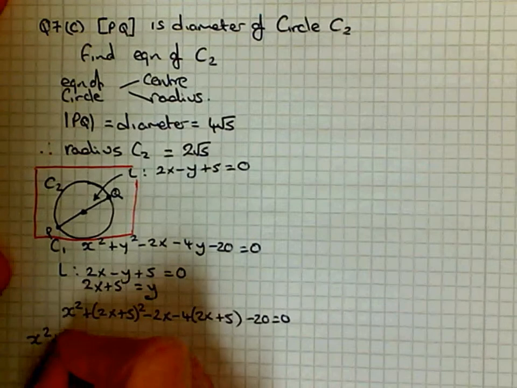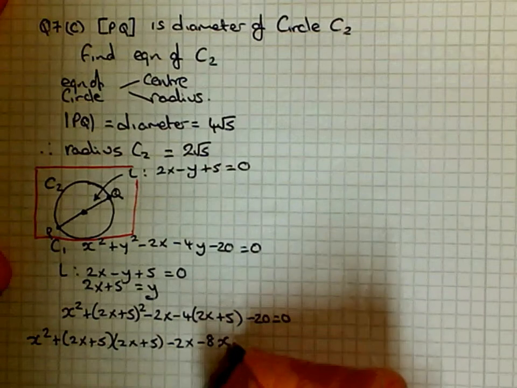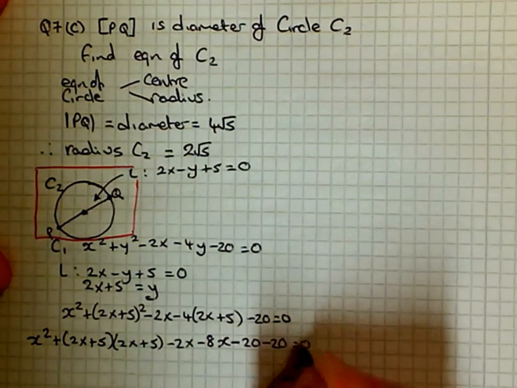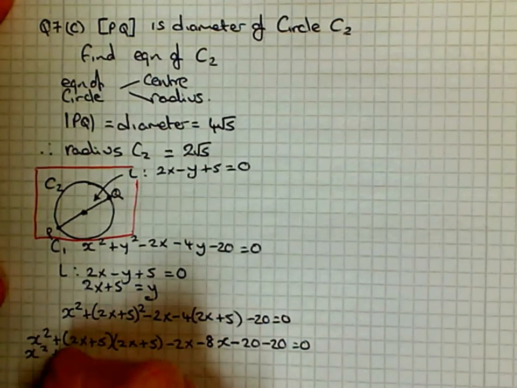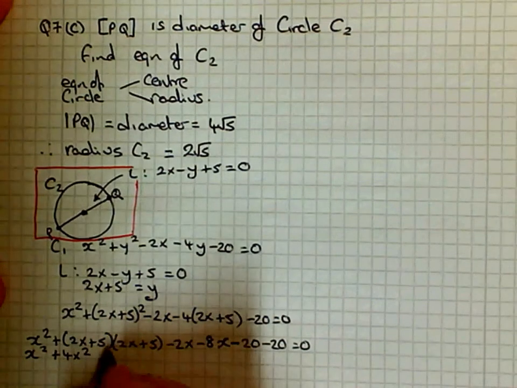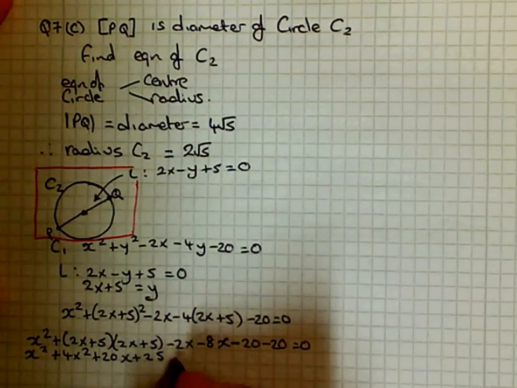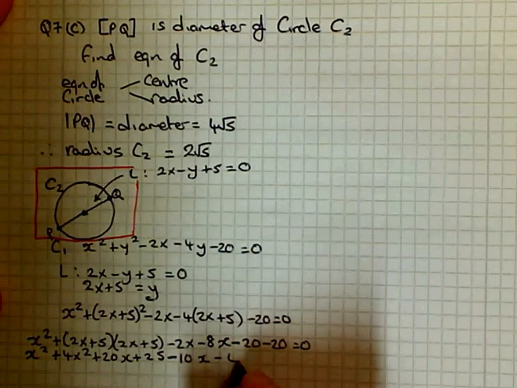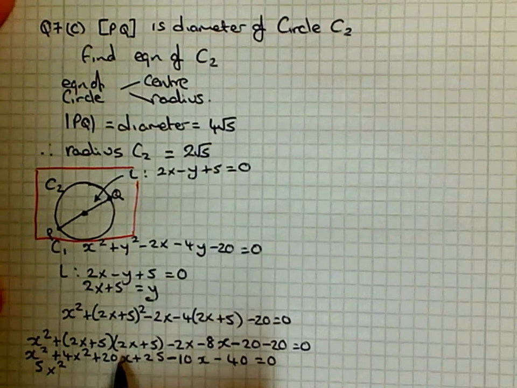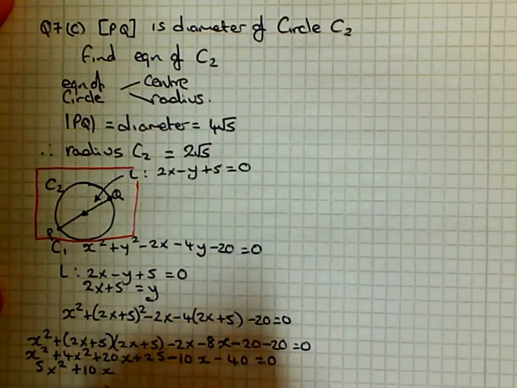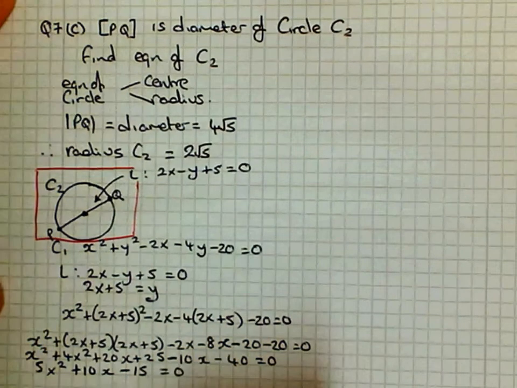So x squared plus (2x plus 5) by (2x plus 5) minus 2x minus 8x minus 20 is equal to 0. So it's going to give you x squared plus, 2x and 2x, 4x squared, 2x and 5, 10x and 10x, which is 20x plus 25. And then you have minus 2x and minus 8x, so minus 10x minus 40 equals 0. So it's going to give you 5x squared, and you have 20x take away 10x, which is 10x, and 25 minus 40, which is minus 15, equals 0.